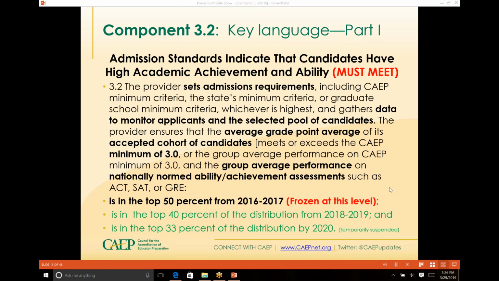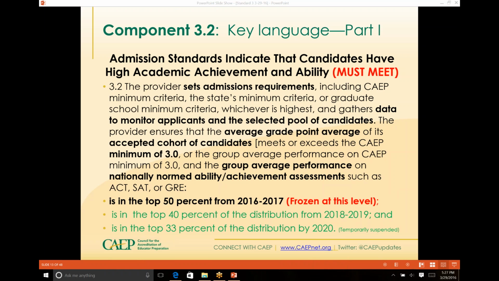Okay, this is the one on admissions criteria. This is the one you must meet. In the CAEP components under Standard 3, you must address all 6 components, but you only have to meet component 3.2 in order to pass the standard. You must meet this one about admissions. So let's take a peek at what this actually means.